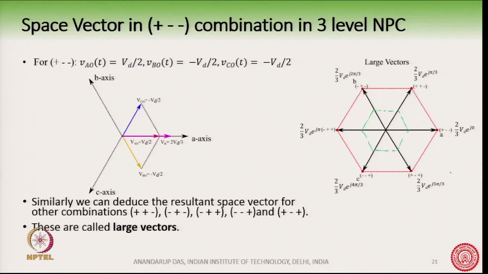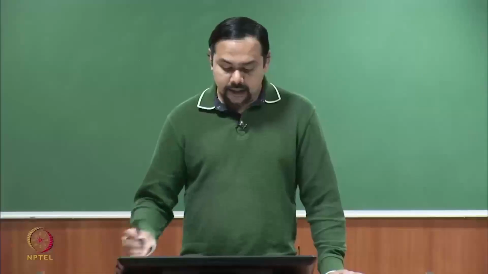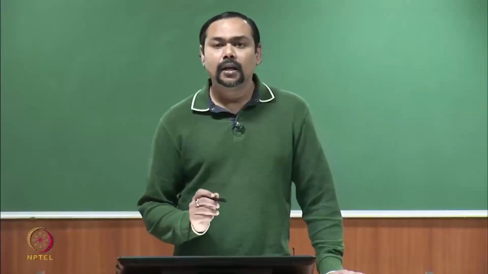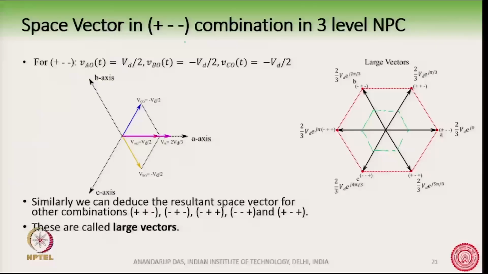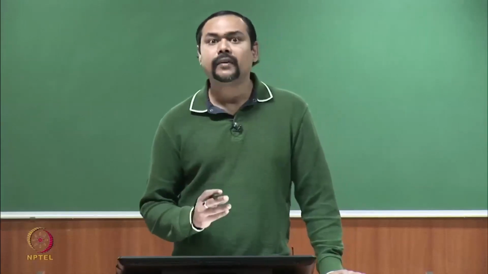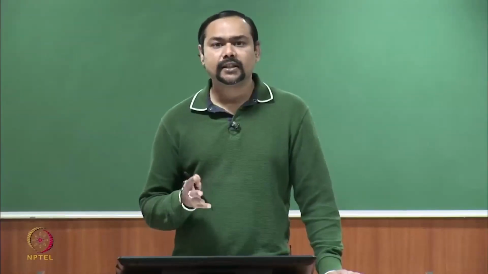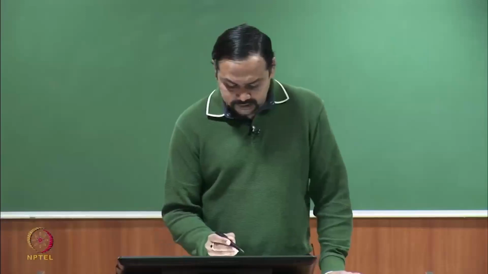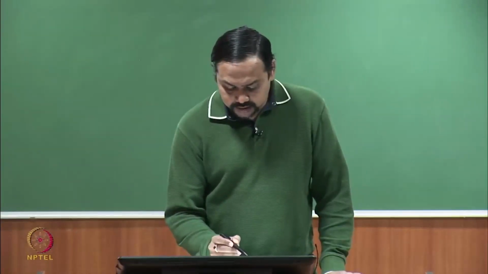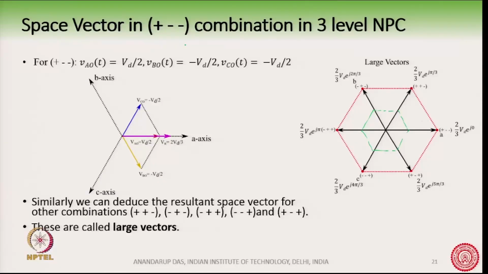These are called the large vectors, and these are typically formed with switching state combinations with one or two vectors as plus and the other vector as minus, like that. Okay. So, we can take an example. For example, we can take plus minus minus.